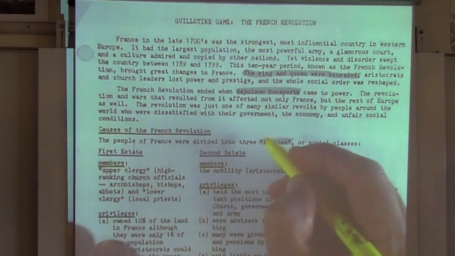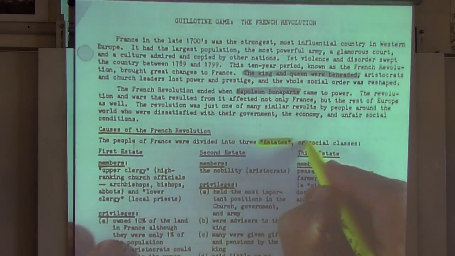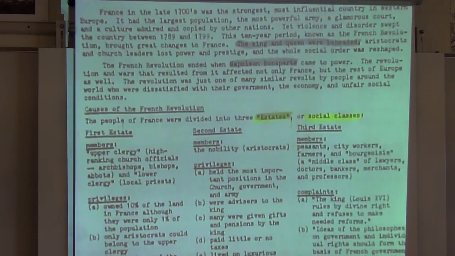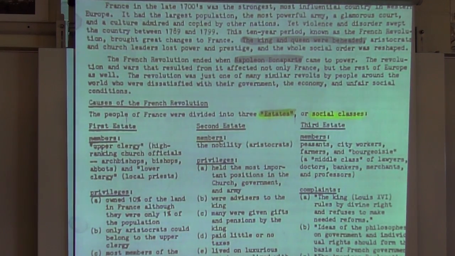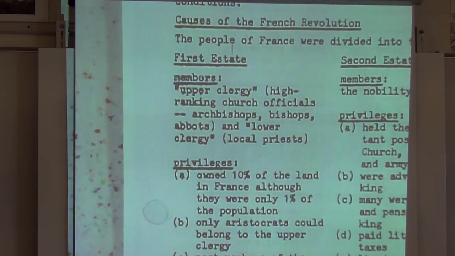Okay, all right, so here we go. What are the causes? One of the things that I need you to make sure you understand is this concept of estates. The country of France at this time, so we're talking about the late 1700s, everybody, was divided into three social classes. They were called estates. All right, so here we go. Let's discuss the first estate.